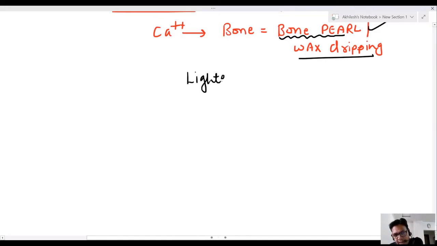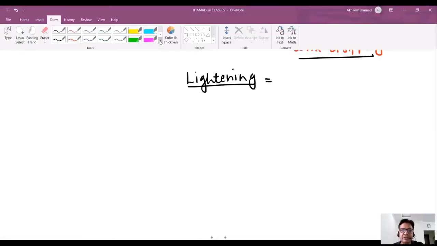Now I am coming to lightning injury. Lightning का मतलब होता है बिजली. हिंदी में बोलते हैं बिजली. अगर आपकी बॉडी पे बिजली गिर जाती है, that is known as lightning. So what are the possible injuries by lightning, sir?